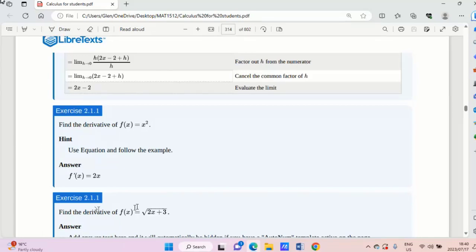My brother, Theo, what did you get? My answer is 2 over 2 times the square root of 2x plus 3. 2 over 2, the square root of? It's 2 over 2 times the square root of 2x plus 3. Yes, sir.